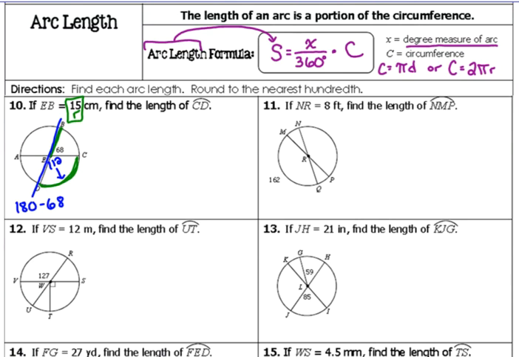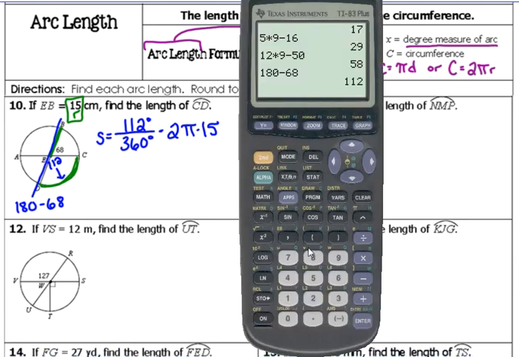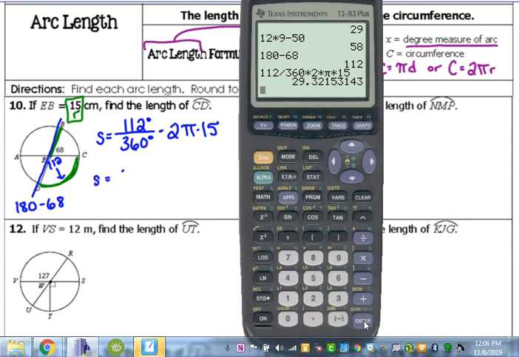That's what we've been doing. But we want the actual physical length of it. So the arc length is equal to our angle over 360 times the circumference. Well, we were given the radius, so we're going to use 2 pi times the radius. And then we just crunch the numbers in our calculator. 112 over 360 times 2 times pi times 15. 29.32. It said round to the nearest hundredth.